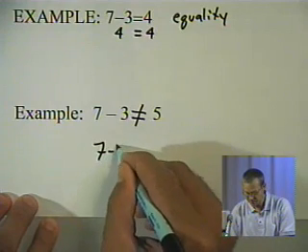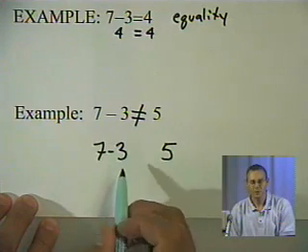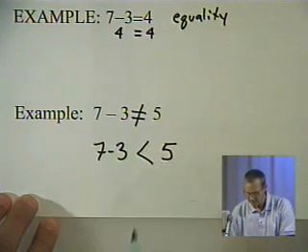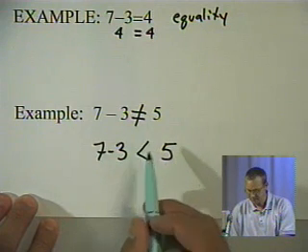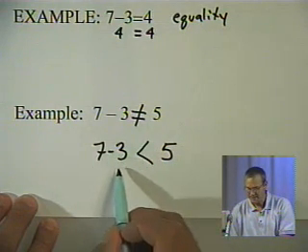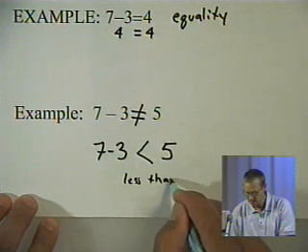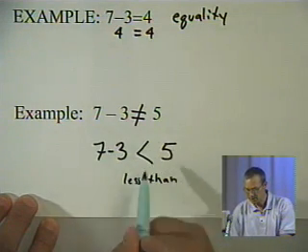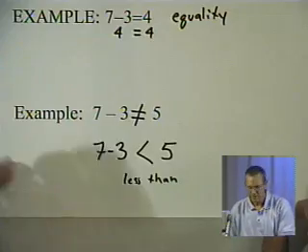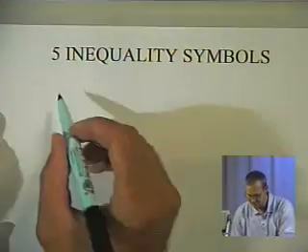I could have put a different symbol there. 7 minus 3, remember, is 4. I could put this symbol in there. This is known as the less than symbol. 7 minus 3, which is 4, is less than 5. So that is another inequality symbol, and this makes this a true statement. In fact, we said there were 5 inequality symbols. I'd like to introduce those to you.